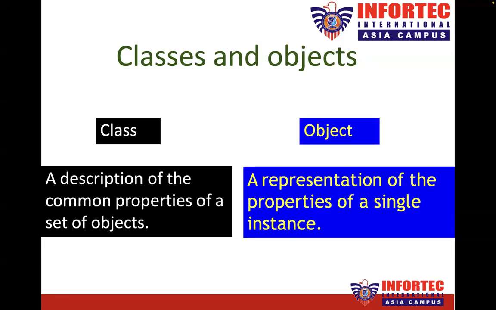And then what you mean by an object? A representation of a single instance. මේ class එක ඇතුලේ තියෙන එක instance එකක්, එක දෙයක්, එක සිදුවීමක් තමයි අපි object එකක් කියලා කියන්නේ. Right. So you have classes and objects. I hope you got the difference between classes and objects.